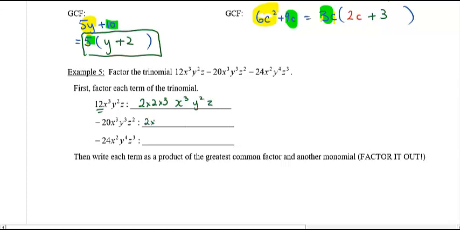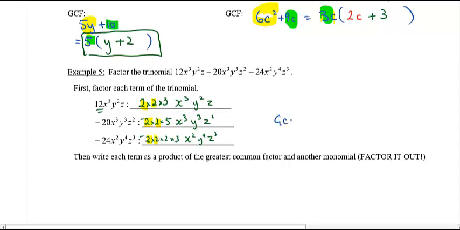20 could be 2 times what? 5, I think, with a negative. X cubed, y cubed, z squared. 24. That's what? 2 times 2 times 2. That's 8 times 3. Negative. So x squared, y to the 4th, z cubed. So think about what the greatest common factor would be. I see 2 2's. I guess that's 4.